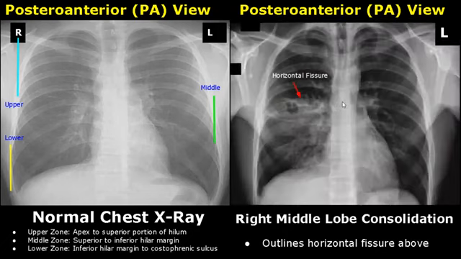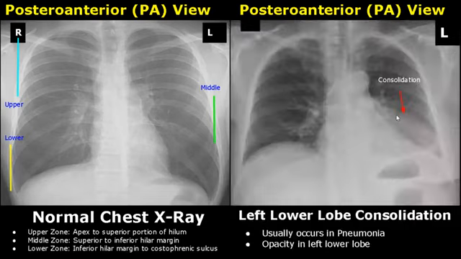Right middle lobe consolidation is seen in this image. The consolidation is below the horizontal fissure, which means the middle lobe is involved. Usually it is due to pneumonia, but it needs clinical and lab correlation to diagnose it.